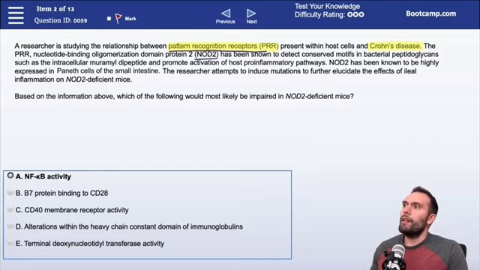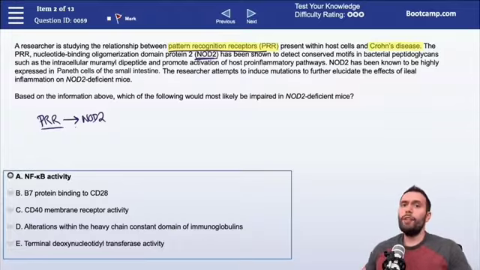We'll talk about that. The bottom line is, they're basically saying here that one example of the pattern recognition receptors is NOD2, right? So we can kind of write that down. So pattern recognition receptors, and we'll talk about these in a second, they're basically telling us that an example of a pattern recognition receptor is NOD2, okay? And NOD2 is going to detect conserved motifs in bacterial peptidoglycans, and they give you an example here, and promote activation of host pro-inflammatory pathways. Even if you didn't read that, you should know, from the video series we've just covered in this chapter, what pattern recognition receptors are and what they do.